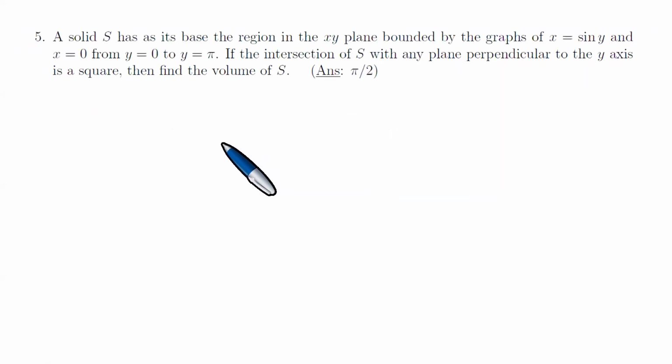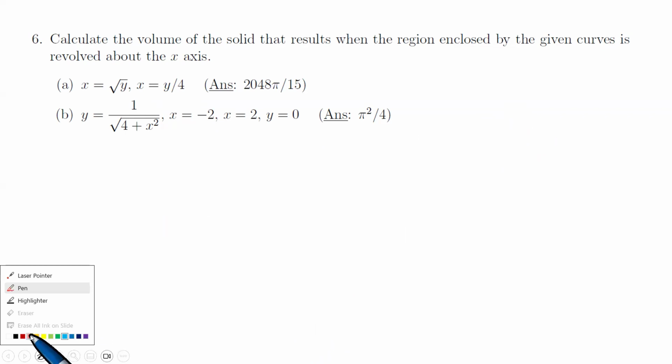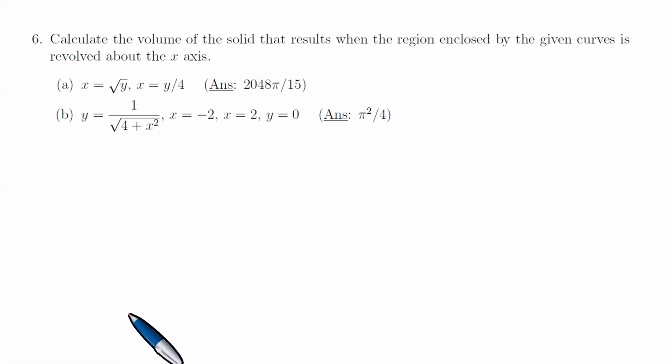So we are moving to number 6. Calculate the volume of the solid that results when the region enclosed by the given curves is revolved about the x-axis. Let us check this one out, and then we shall decide whether to use the method of shells, the disk method, or the washer method. This is part 6a.